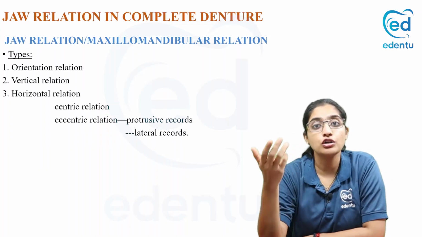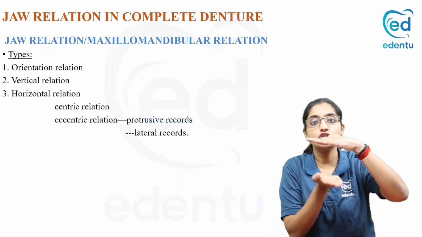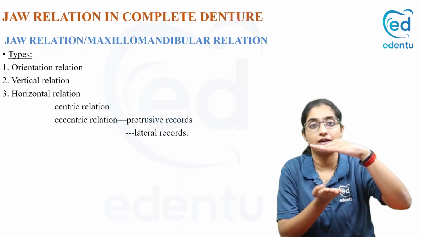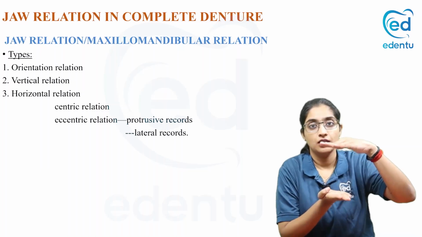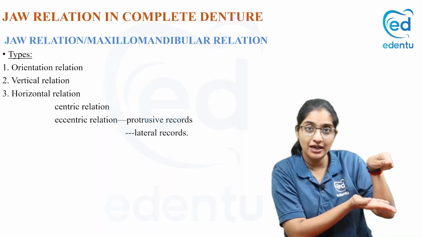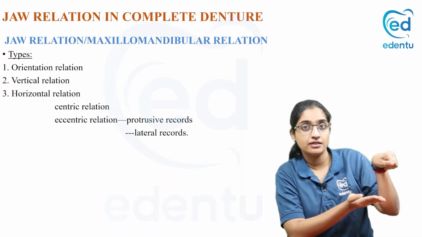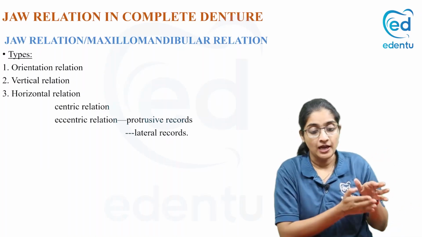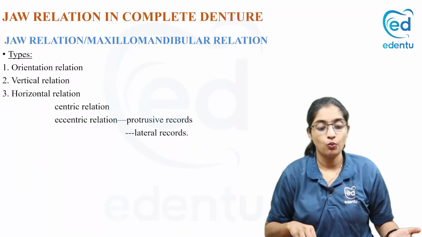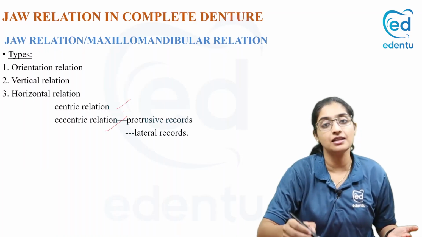What is your horizontal jaw relation? Horizontal jaw relation means now your maxilla is stable. This is your mandible. Where is the mandible positioned? It is the spatial relationship of your mandible. Is it here? Is it here? Let's say you're seeing a lateral view. If this is your maxilla, this is the mandible. Is it in front? Is it behind? Is it right? Is it left? In horizontal jaw relation, you have two types of relation. One is your centric relation and second is your eccentric relation.